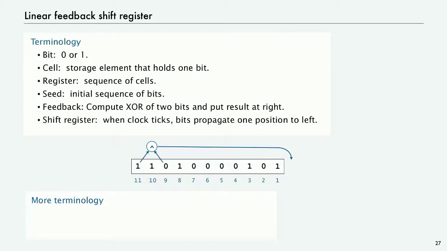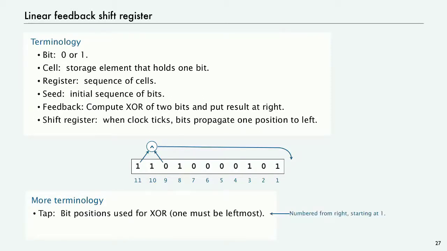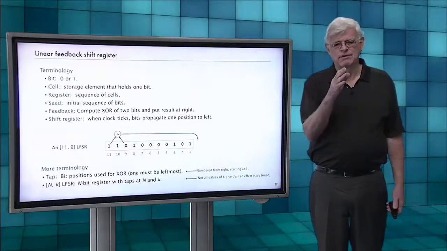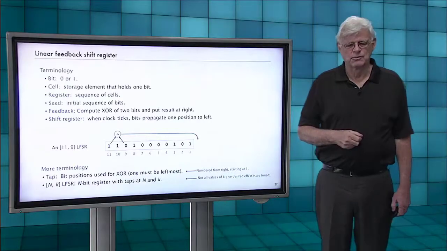We keep running that machine, and the bits that flow through are pseudo-random bits, and we'll look in more detail at it. The bit positions that we choose to do the XORs are called the taps, and one of them should be the leftmost one. We number from the right starting at 1. The new bit position is number 0. And we refer to an n-k LFSR as an n-bit register with taps at n and some other position k. So this is an 11-9 LFSR. And it's important to note that not all the values of k give the effect that we want, and we'll talk about that in just a minute.